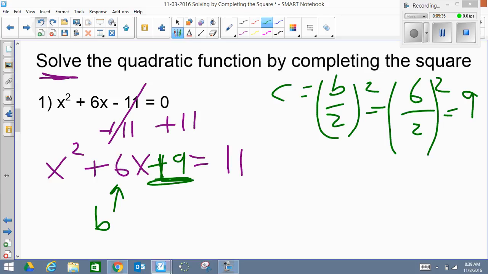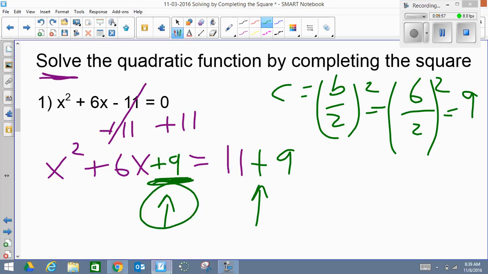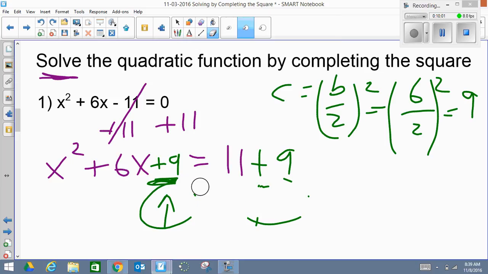Now, plus 9. I just added 9 to the left side of the equation. It's an equation, therefore I have to add 9 to the other side so the equation doesn't change. Whatever I do on one side, I do on the other side. Remember, okay? So now I just found the value of c.